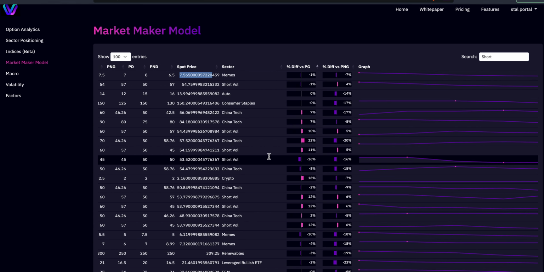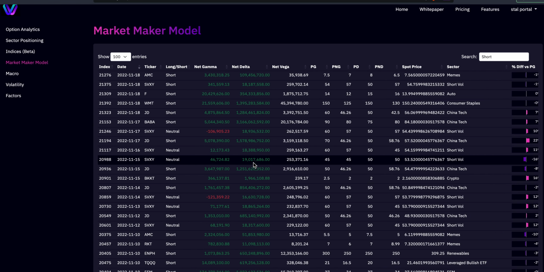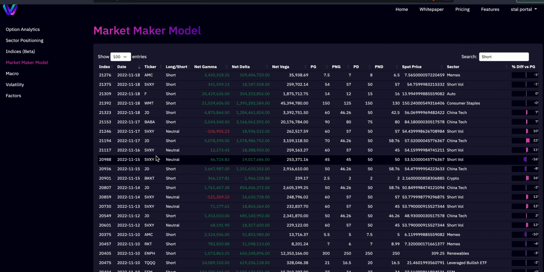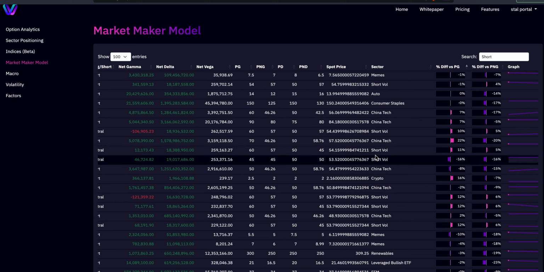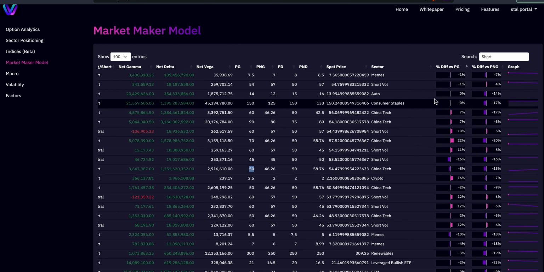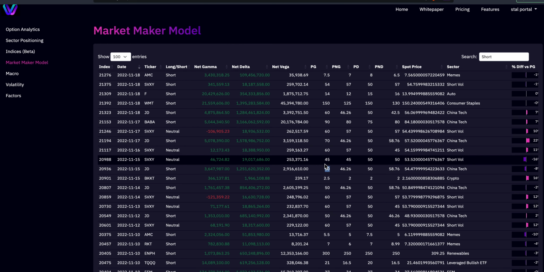Another one that stands out here is this short vol product, but that one's neutral, so the market maker didn't have an opinion on it. But you can see there, as an example, spot price way above PG, so you can just use this column to sort by to give you that answer.